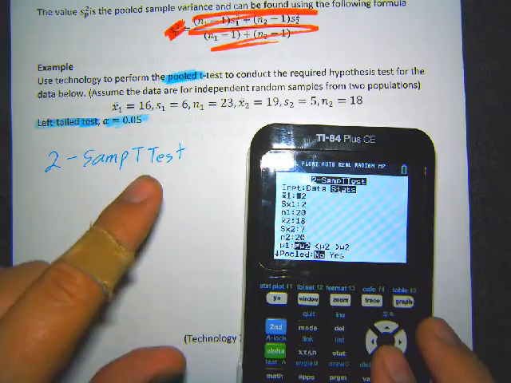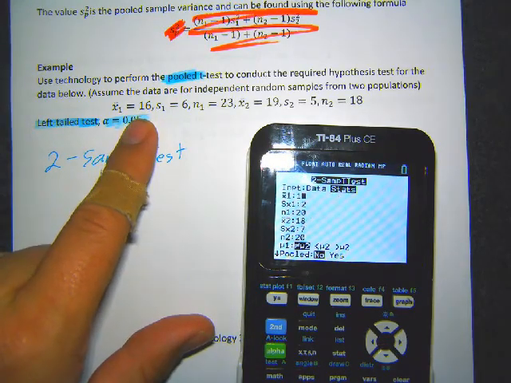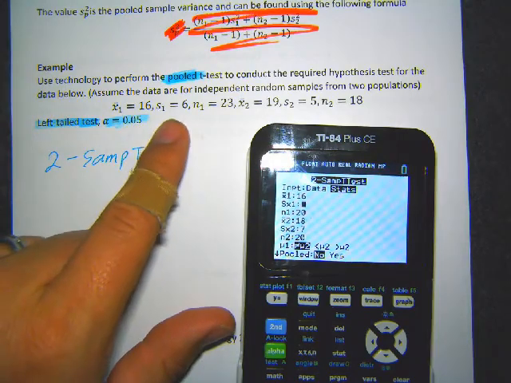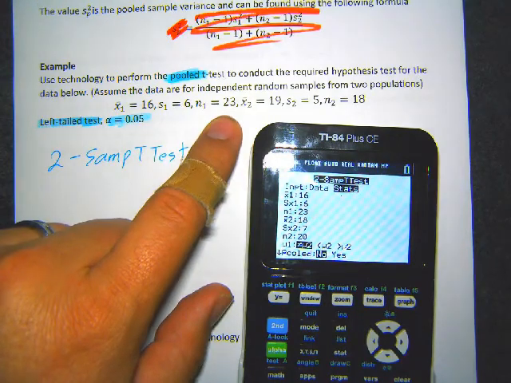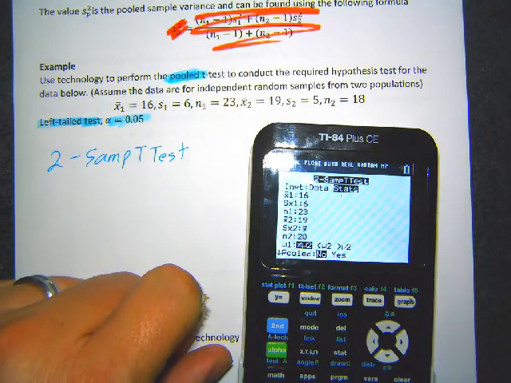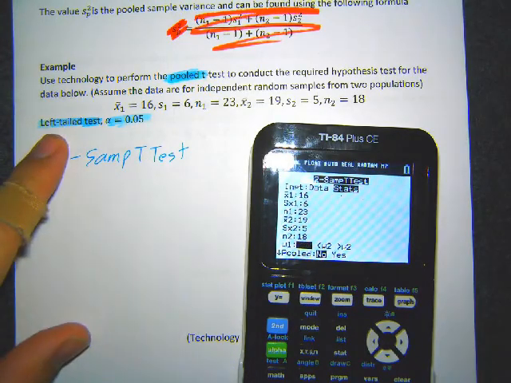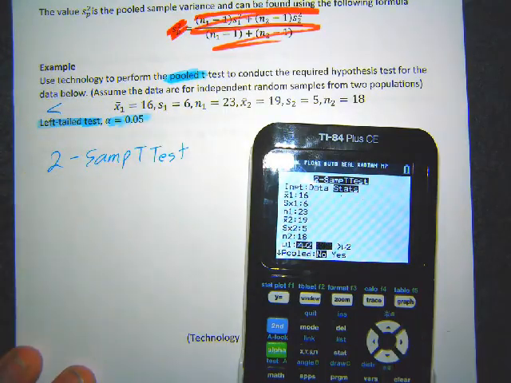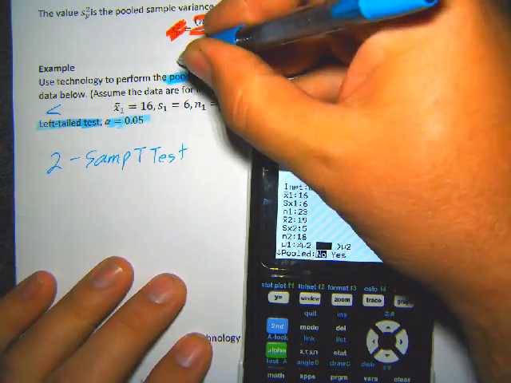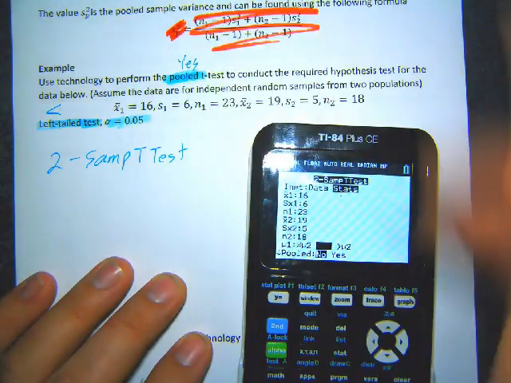Put in the data they gave us: 16 for the sample mean, 6 for the standard deviation, 23 for the sample size, 19 for the other sample mean, 5 for the sample standard deviation, and 18 for the other sample size. Because it's left-tailed, this is a less than. We're going to do a less than, because it's left-tailed. And this time it's pooled, so this is a yes, it is pooled.